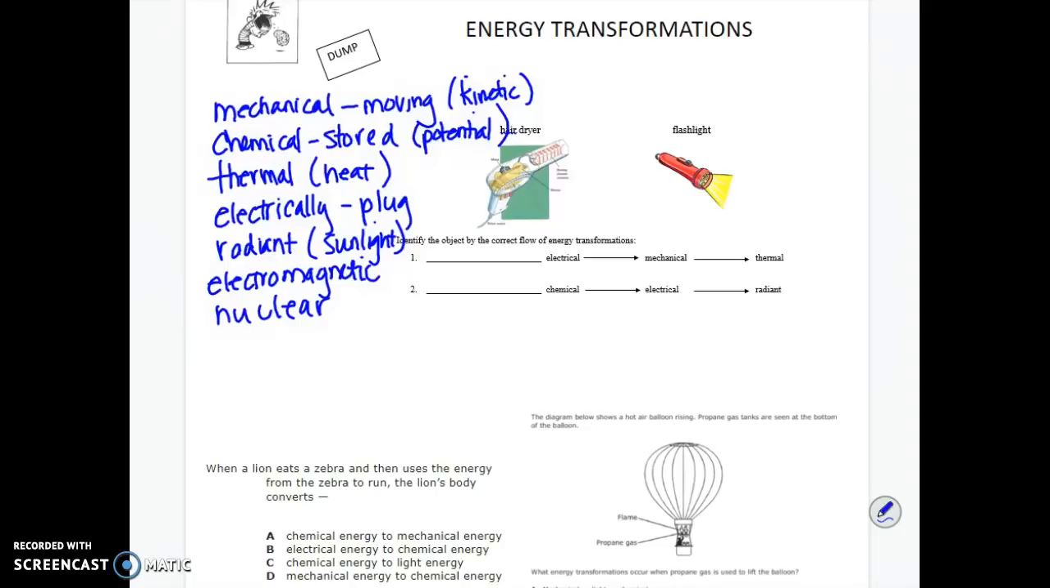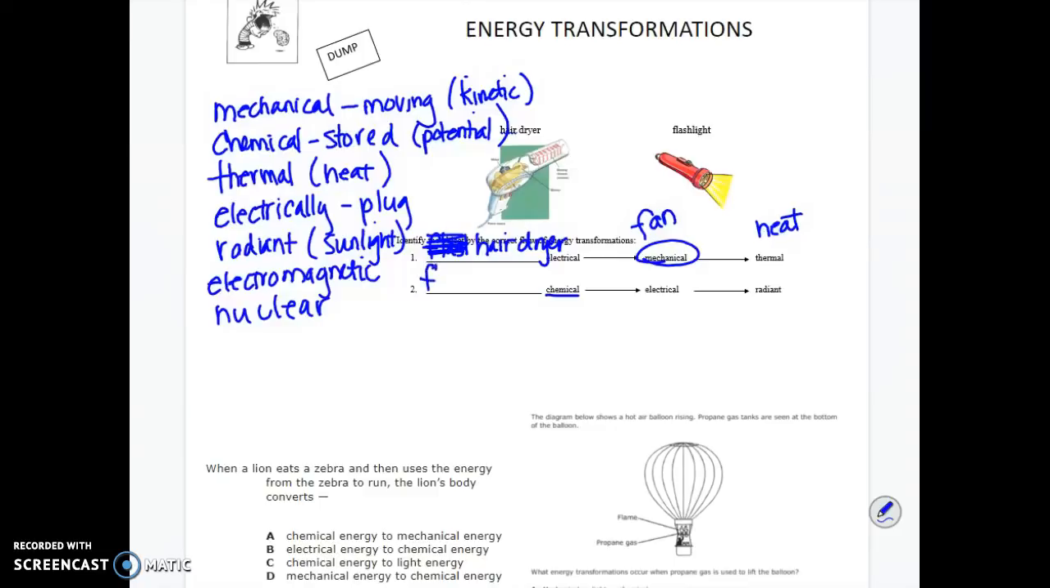All right, so here we have, let's see, hair dryer or flashlight. Would a hair dryer be electrical or chemical? It does start with a plug, so this is going to be my flashlight. I'm sorry. Hair dryer is going to be electrical, and what part of that is mechanical? Well, once it turns on, it turns a little fan, and that fan sends out the thermal heat that dries your hair.